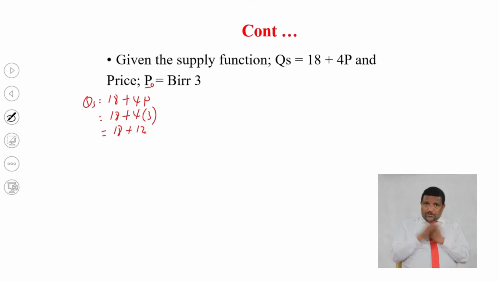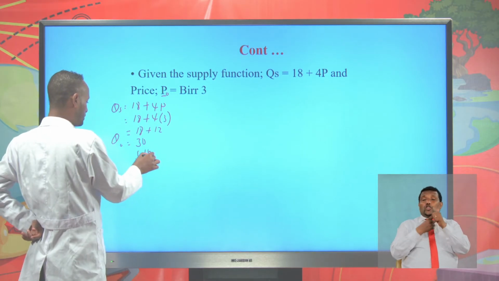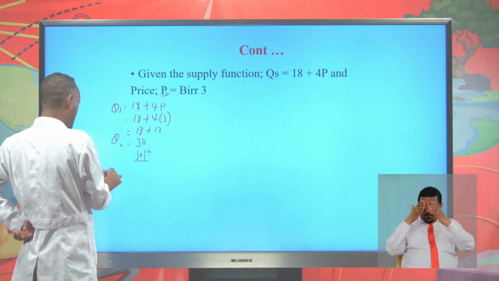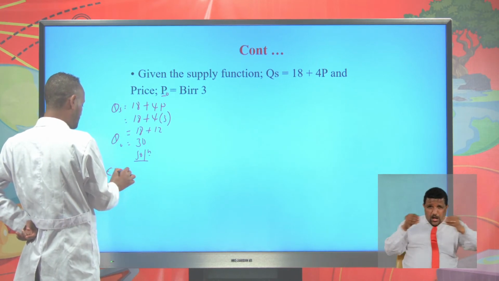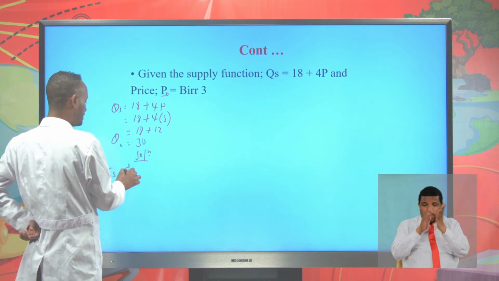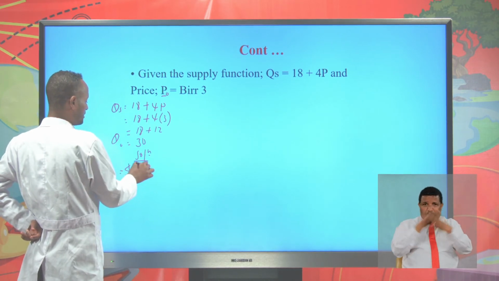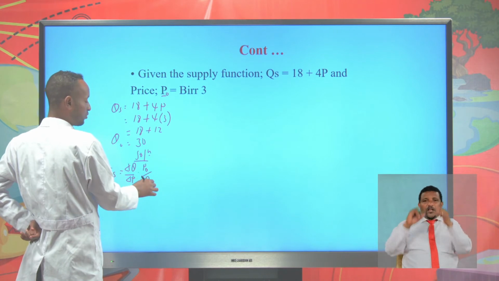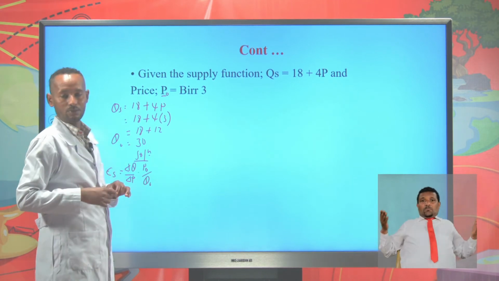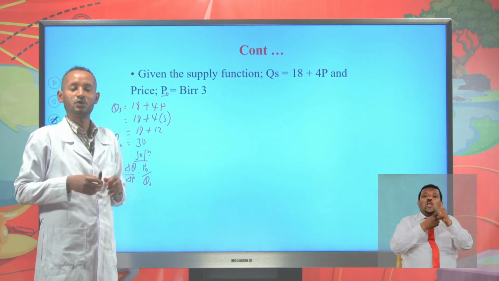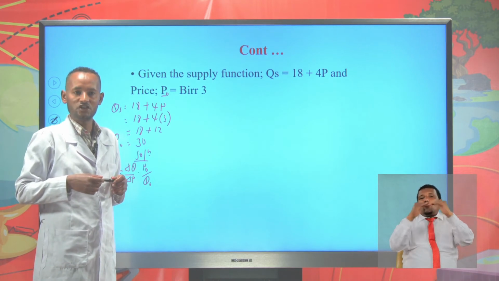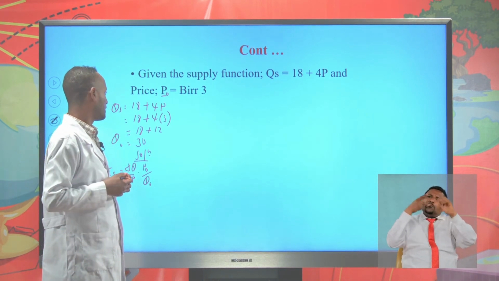is 30. Now we have the initial quantity, and when we come to the solution part, the price elasticity of supply at a point is calculated by dividing the change in Q by the change in P, multiplied by the initial price divided by the initial quantity. We do have the initial price and the initial quantity, but we don't have any information about the change in Q for the change in P.